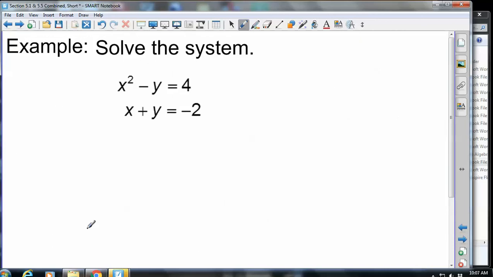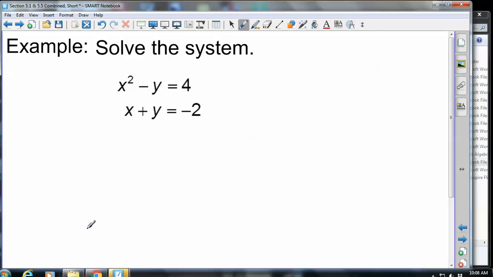Let's look at this problem. How is it different? Got the square root. It's got a square in it. It's not a linear one. If it's not linear, that means we could get more than one answer.